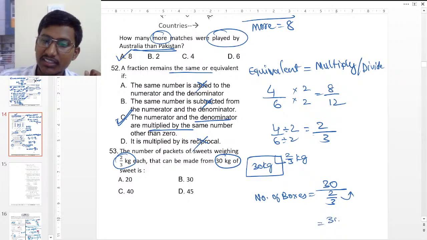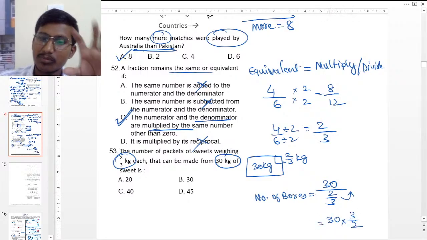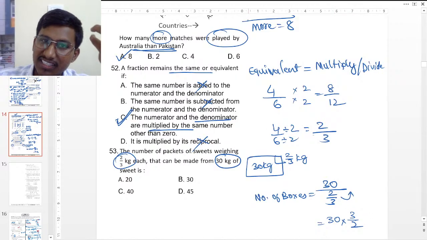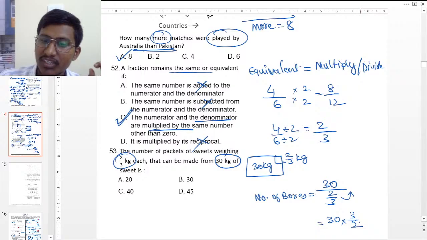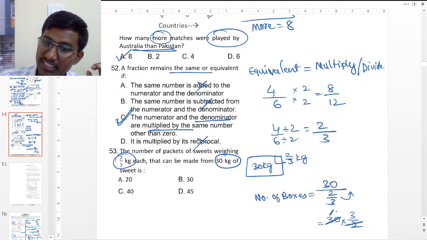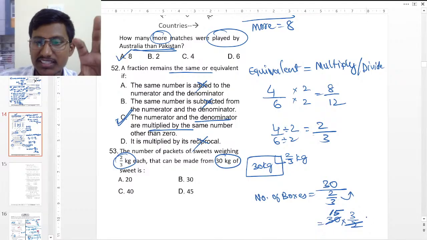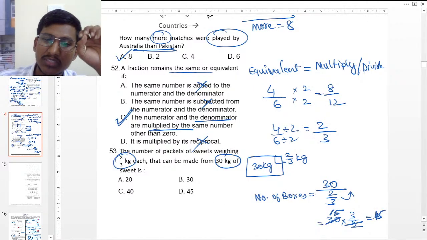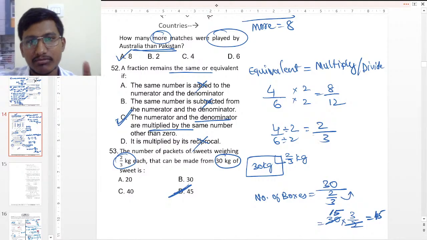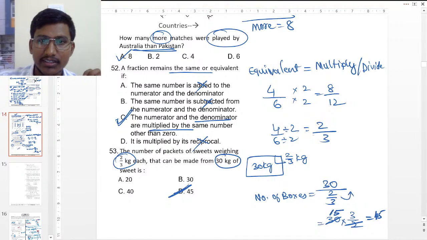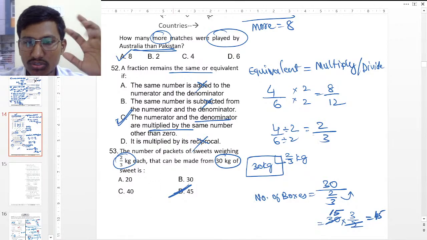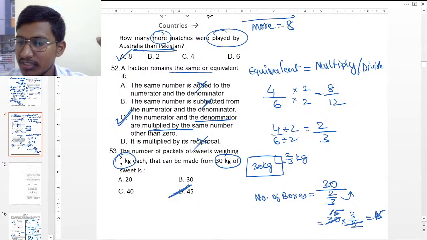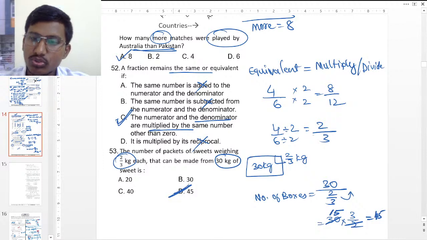So that is 30 into 3 by 2, since the reciprocal of 2 by 3 is 3 by 2. If you do the cancellation, what will you get? 2 15s are 30, so 15 3s are 45 packets. 45 packets will be made, that is the answer for question 53. Okay, good. Is everyone able to understand? Yes, very good. Let's go to the next one, students.